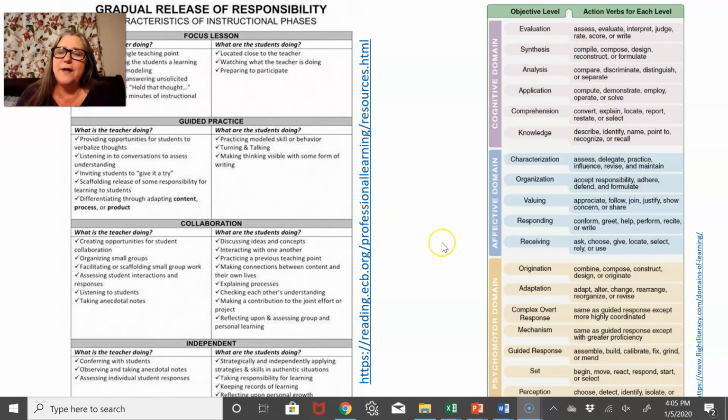Or if you're trying to get them to listen and just respond, a lot of this needs to be in a lot of our lessons. So you might be asking them to, for example, defend or help or follow. These are some things that are in the affective domain. Now, psychomotor domain, that is bigger with more performance-based type subject areas.